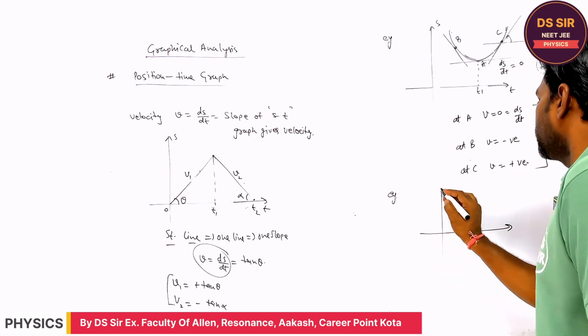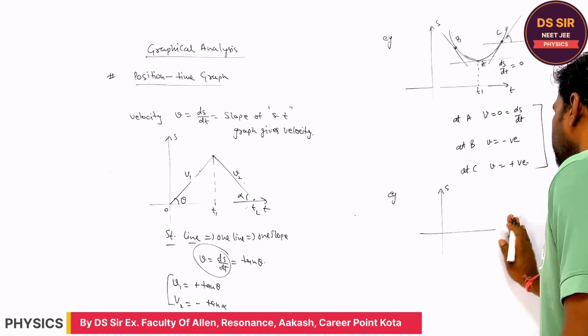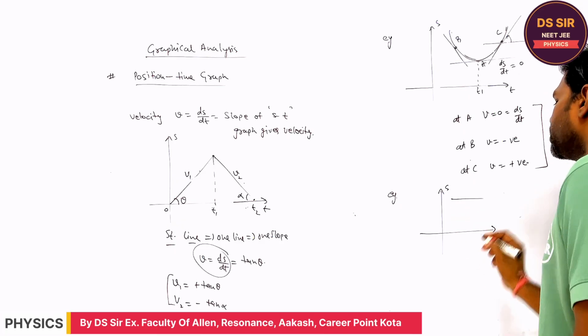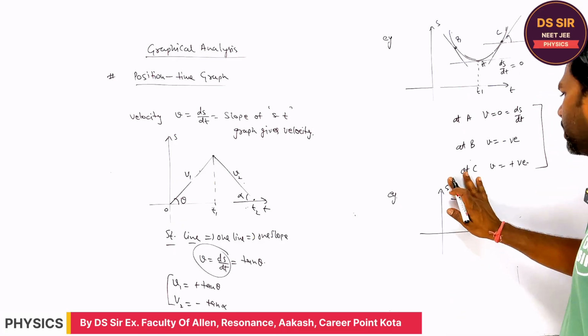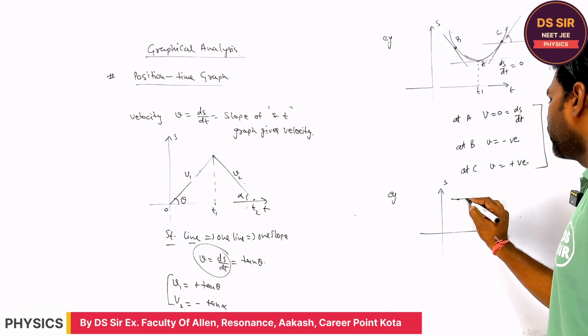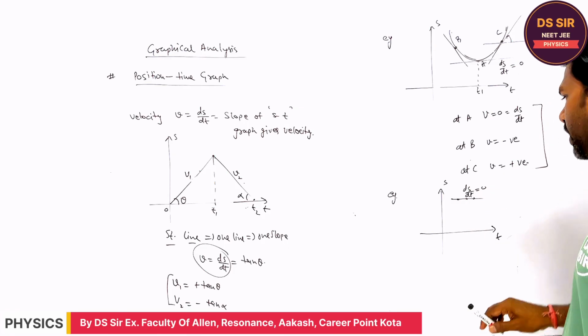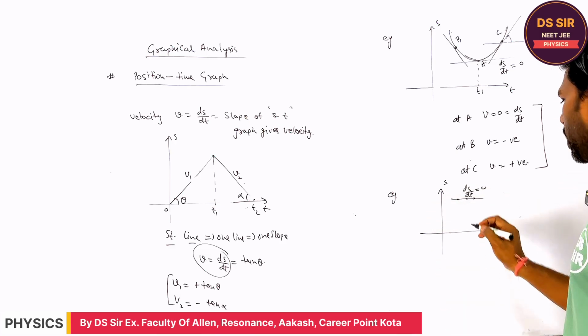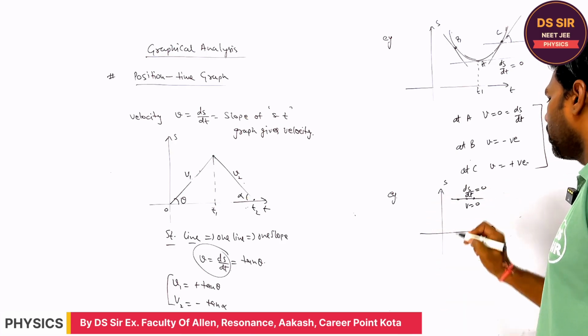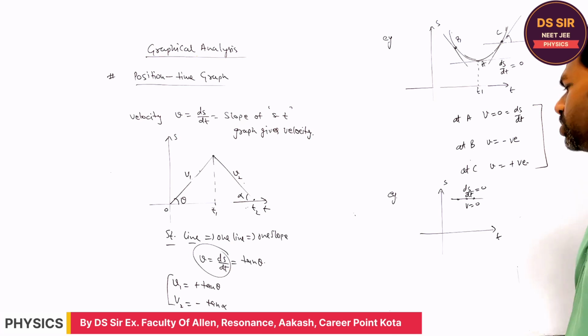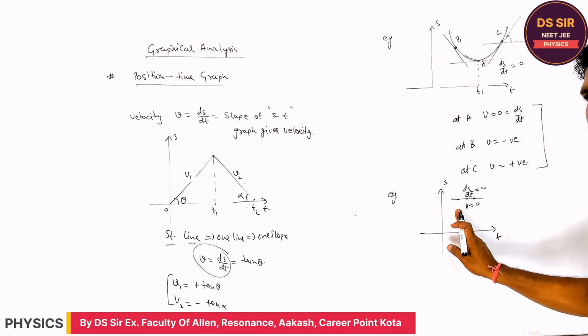Suppose this is the s-t graph, and this is a straight line parallel to the time axis. The ds upon dt at every point is what? You will say the slope is 0. The slope is 0. So everywhere the velocity of the particle will be 0. Are you getting it or not?